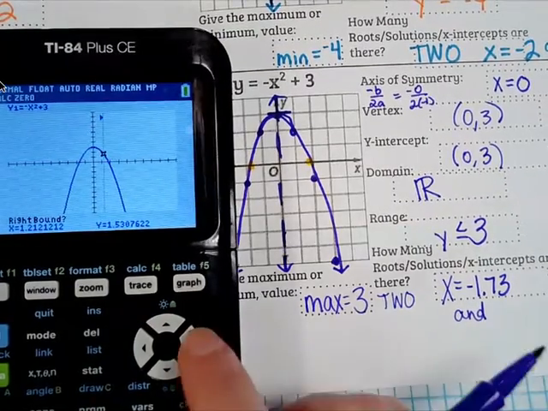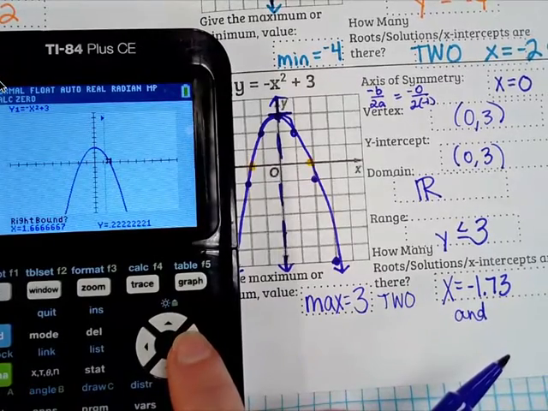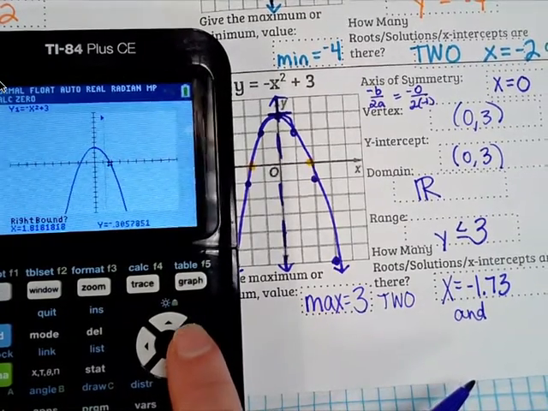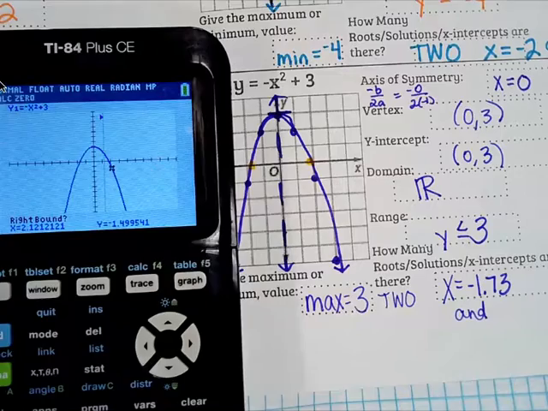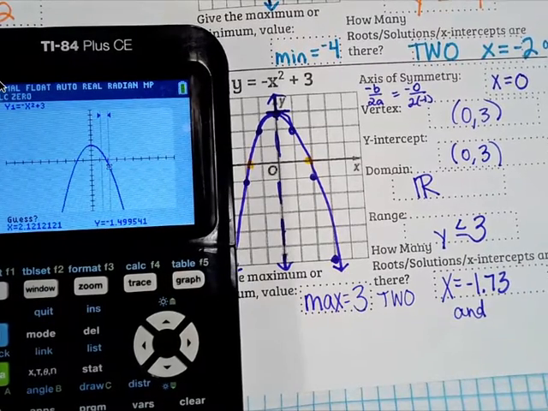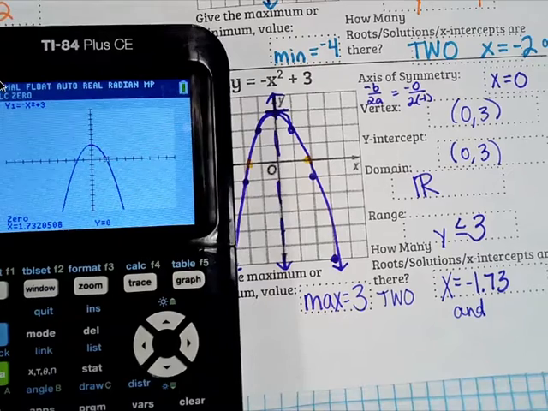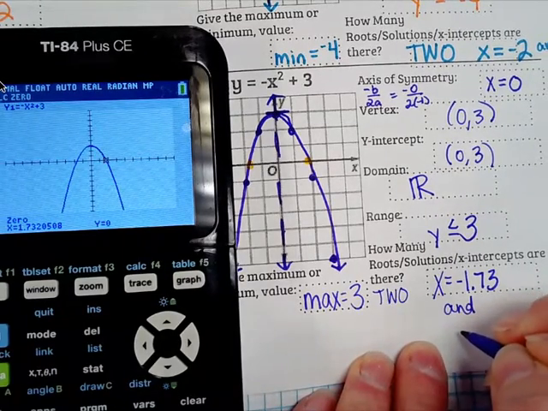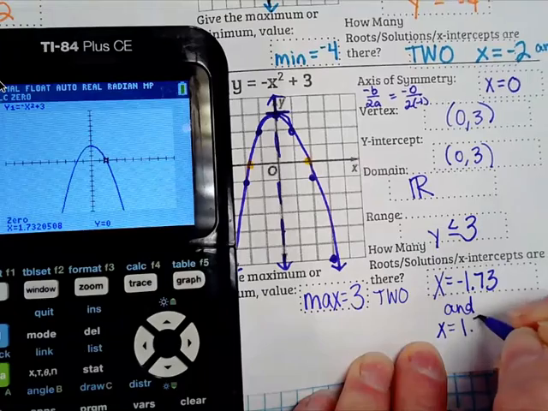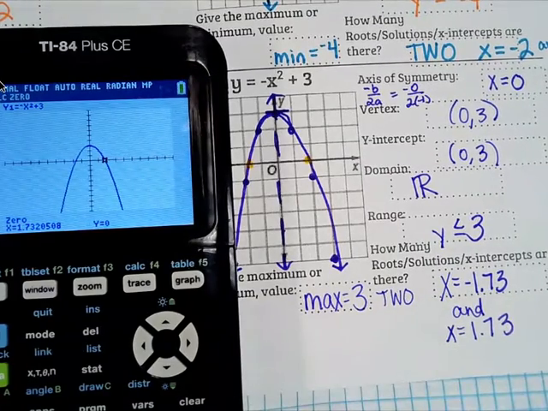Push enter. Then go back to the point you want and go to the right of it. And it creates boundaries with those dotted lines. Yes, enter. 1.73. So we have positive 1.73 and negative 1.73. We have both of them.